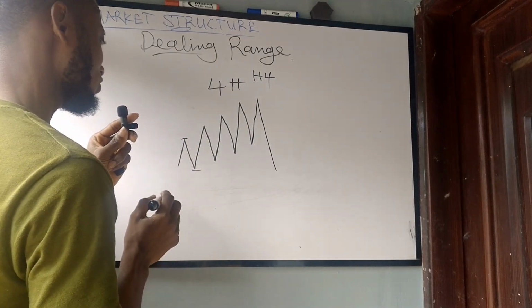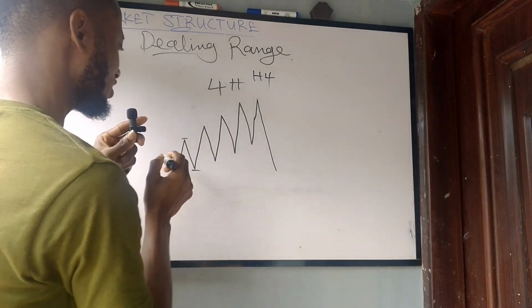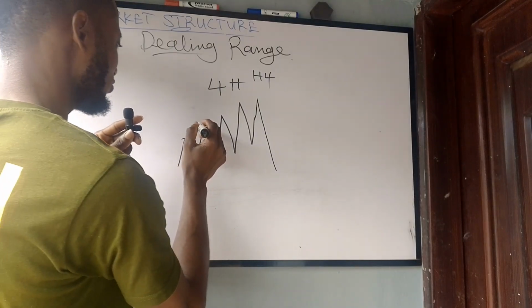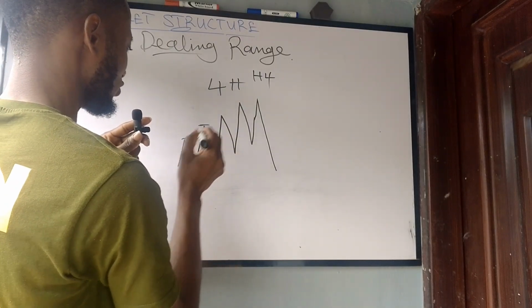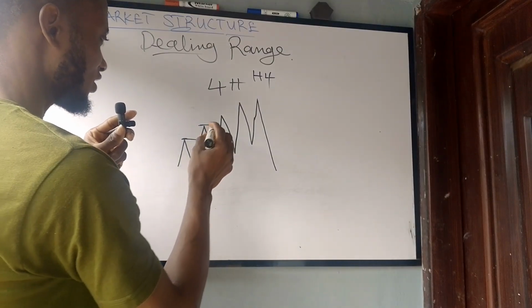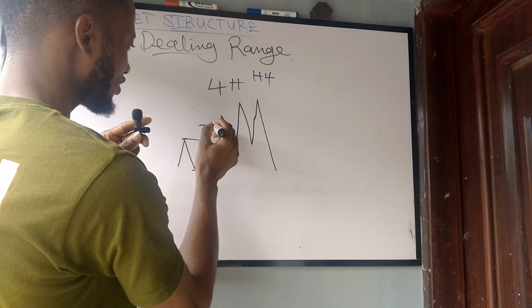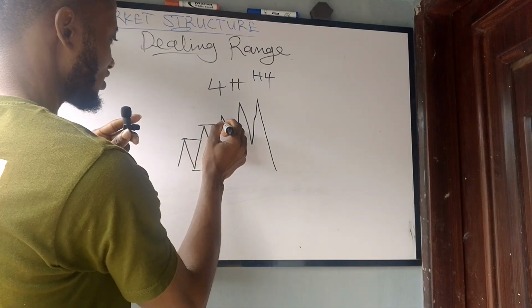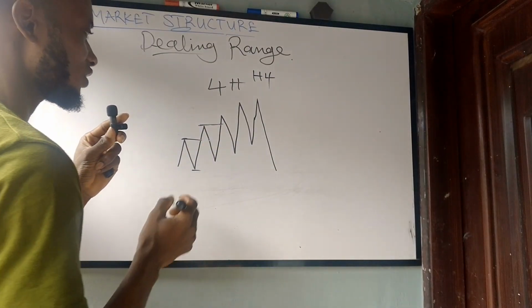What does the next leg do? Does it break structure or does it change character? It broke structure. Yeah, it broke structure. And then the other leg, what does it do? It also breaks structure. So this actually says that I have a dealing range. And what is that dealing range?